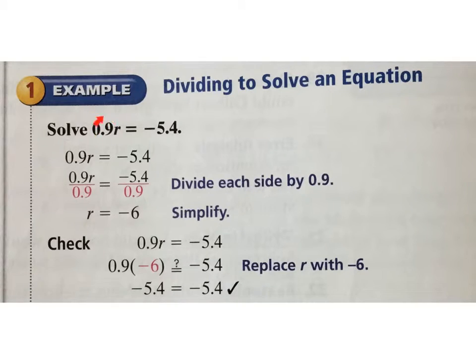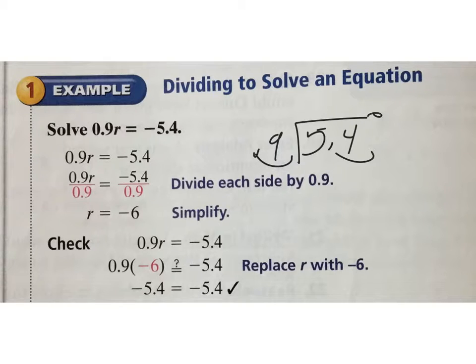So again, a reminder, that means times r when we don't have anything written there next to it, equals negative 5.4. So obviously, you're going to divide both sides by 0.9. And again, if you remember how to do all that division fun, that long division, I know you love that stuff. What that looks like is the 5.4 goes inside the little house, right? Divided by 0.9. No decimals allowed on the outside, and we practiced this before.